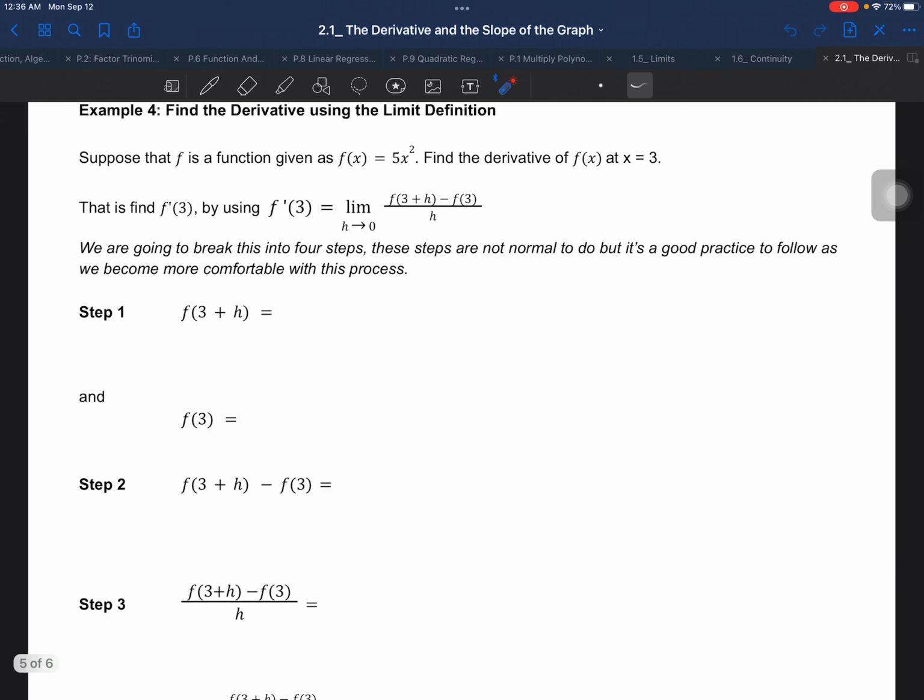So I set it up right here, where we have to find. I added a note here that we're gonna break this process into pieces, just to help us get a little more familiar with the process. But in the next example, I'm gonna do it the most common, the most popular way to do it. All right. So again, this is not a normal way to do it, but I'm just breaking it out for everyone. All right. So first, let's go ahead and find what it means to be f of 3 plus h.